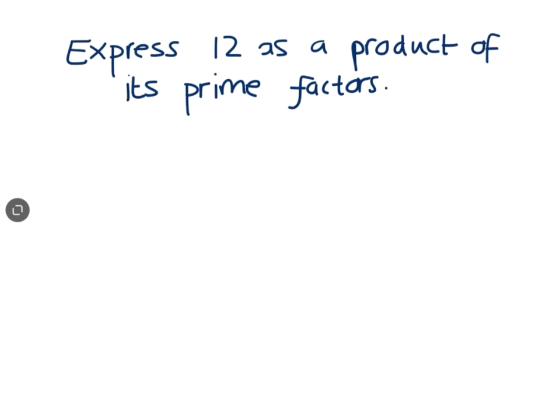How are we going to express 12 as a product of its prime factors? Well, firstly, we need to break this statement up. We need to know what a product is, and we need to know what prime factors are. So a product is the answer to a multiplication, and prime numbers, we know, are numbers that have only two factors, and a factor is a number that fits perfectly into another number. So if we want to express 12 as a product of its prime factors, we need to do a division.